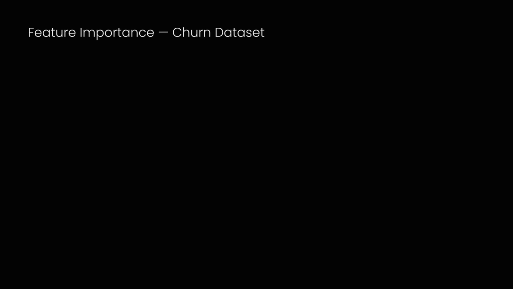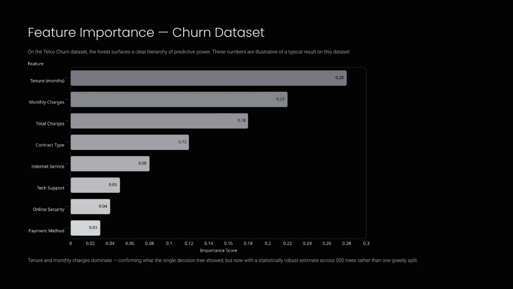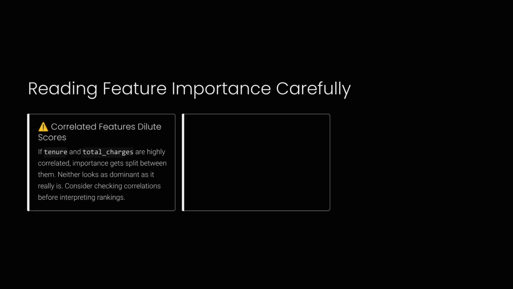For the churn dataset, the feature importance chart confirms that tenure and monthly charges dominate. Unlike a single greedy decision tree, this averaged, robust estimate across 500 trees provides a much more trustworthy view of predictive power. When reading feature importance, beware of biases.